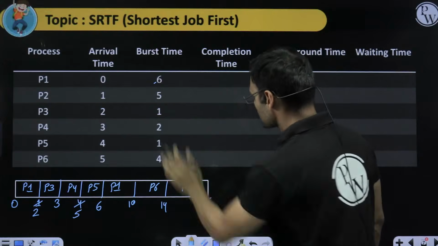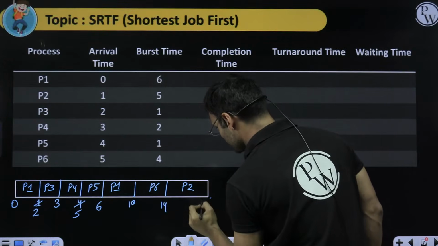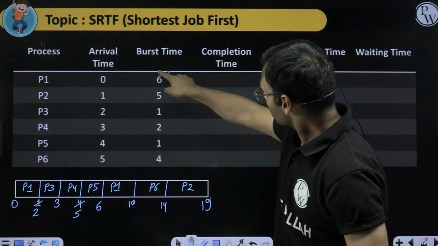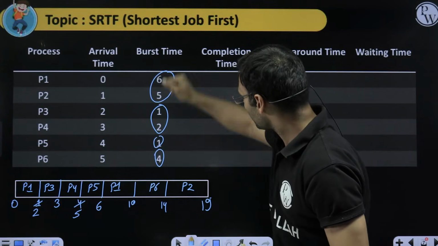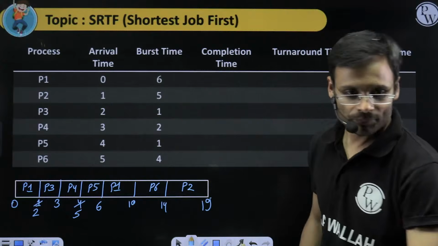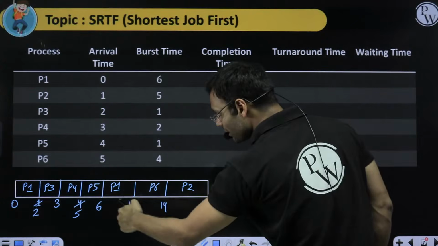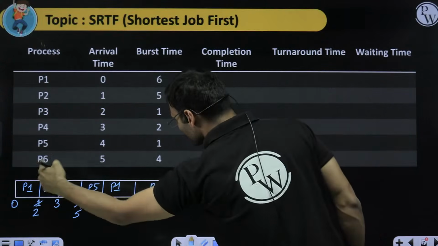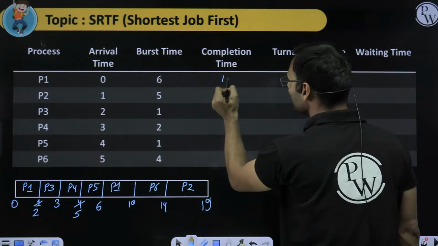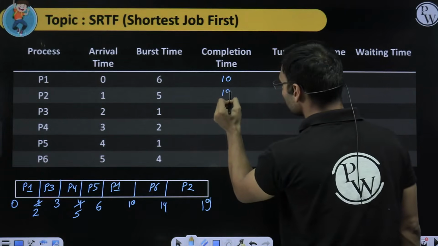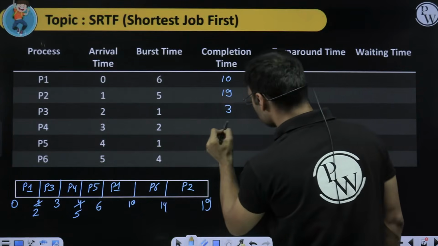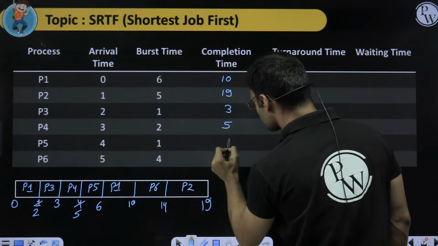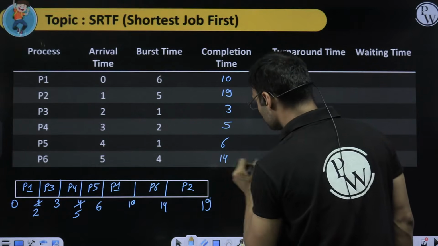Plus 5, right? 19. 11, 12, 13, 14, 15 plus 4, 19. Yes, 19. Completion time: P1 completes at 10. P1 executed here but actually completes at 10. P2 completes at 19, P3 at 3, P4 at 5, P5 at 6, and P6 at 14.